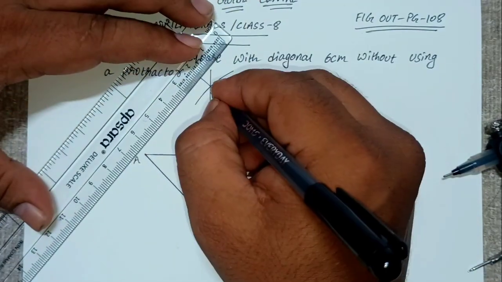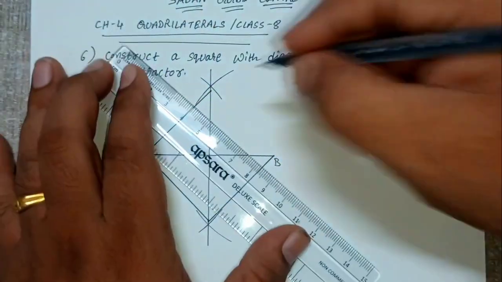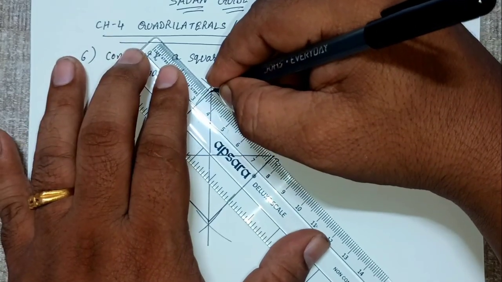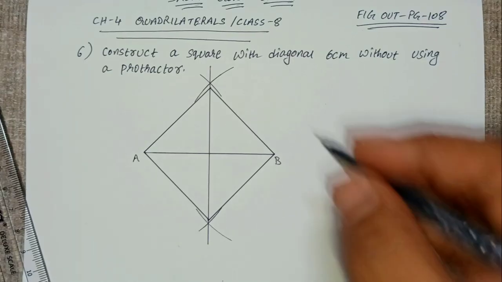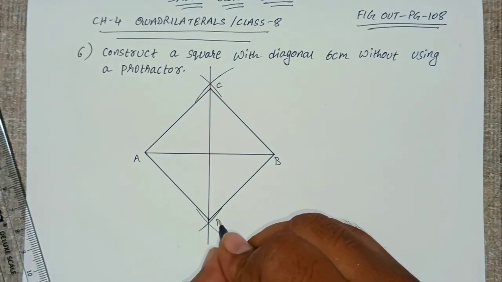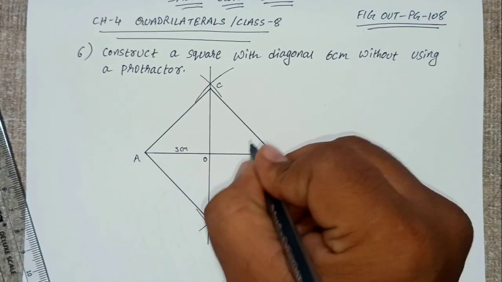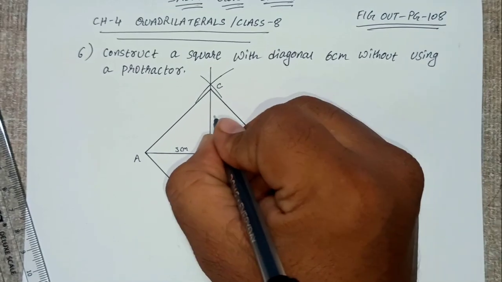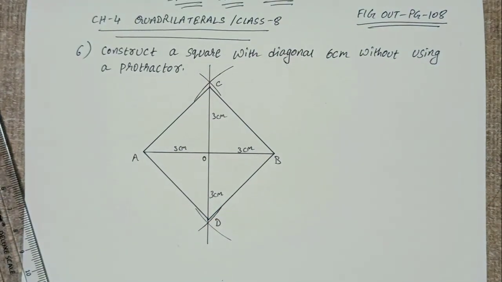Okay, this is the following square without using the protractor. So name them C and D. Here you can mention your O, and this is 3 centimeter, 3 centimeter, then 3 centimeter, then 3 centimeter, right? So this is about the 6 centimeter where we have drawn the diagonal without using a protractor.